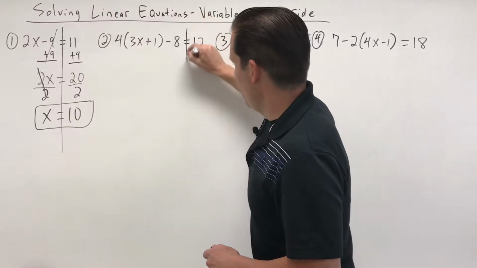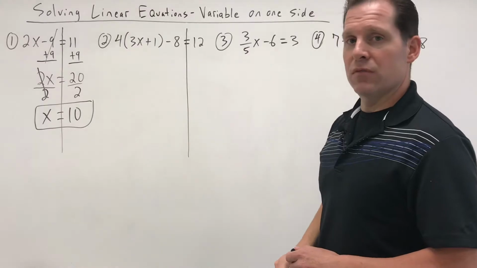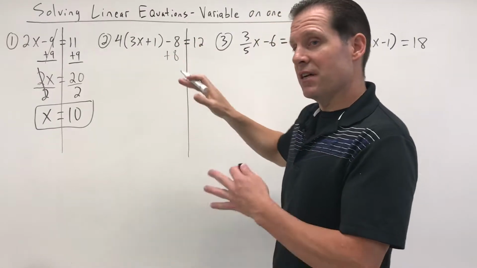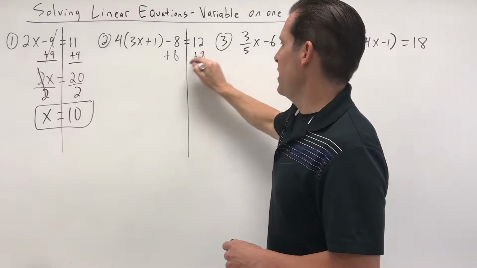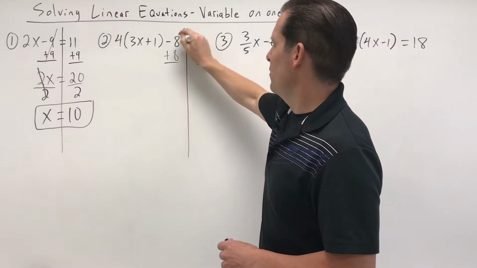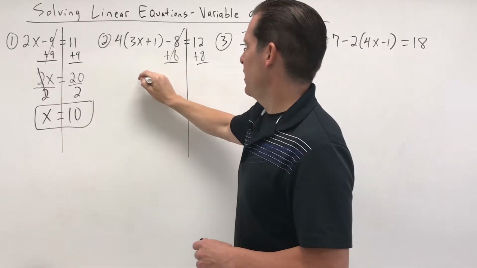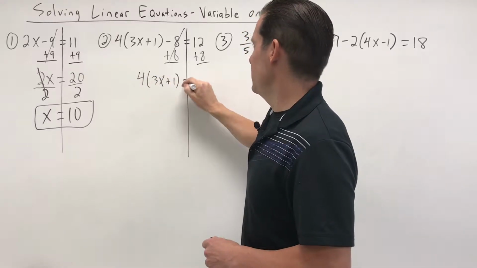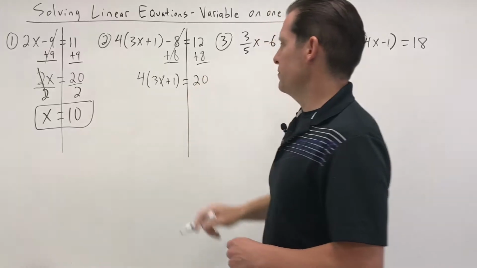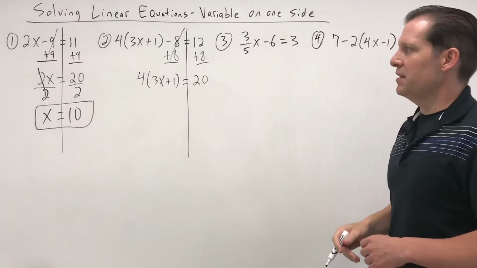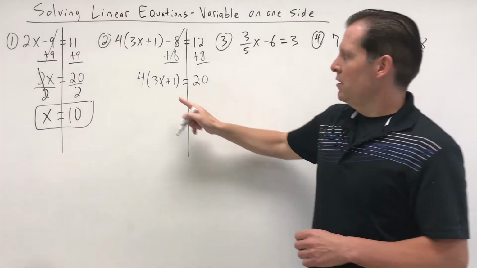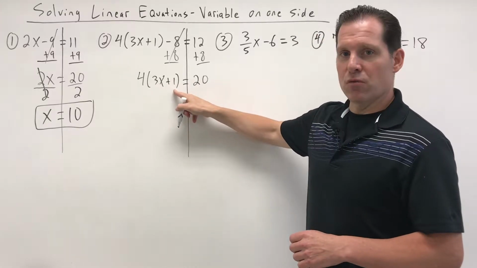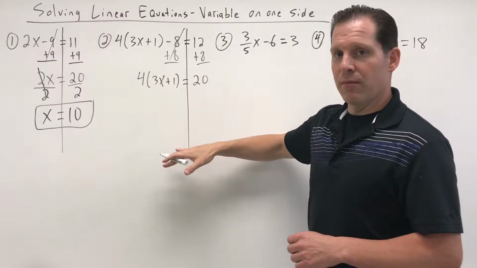I'm going to go ahead and draw my line here so that I have my wall, to make sure that I'm moving something from the left side to the right side. So I'm going to add 8, and that's going to go away. Then I have 4 times (3x plus 1) is equal to 20. Now this is when you have an option. You could distribute this 4 to the 3x plus 1 and still continue to solve the problem.